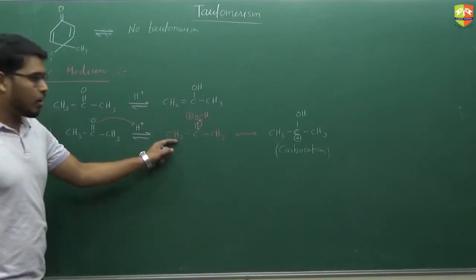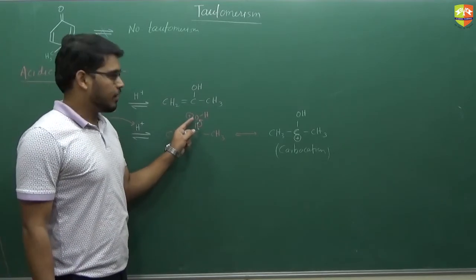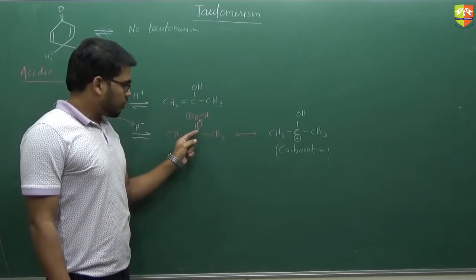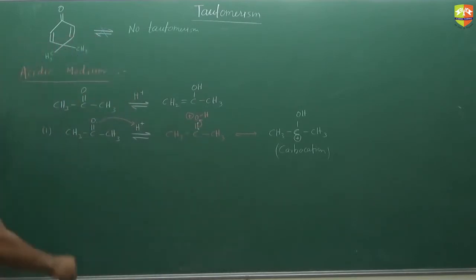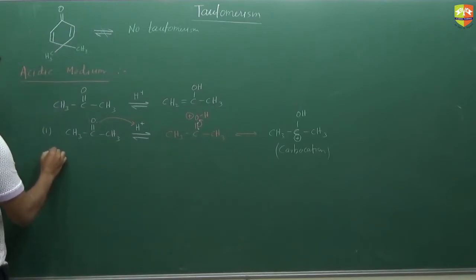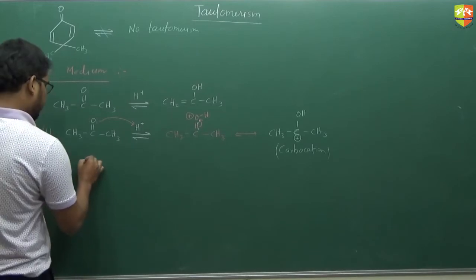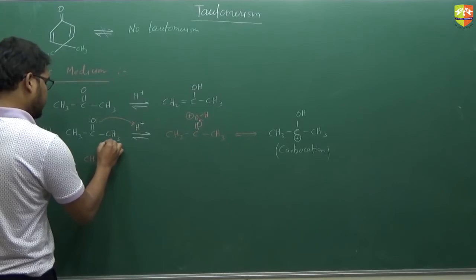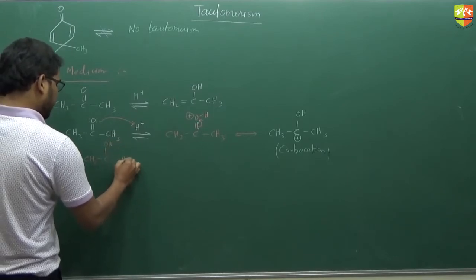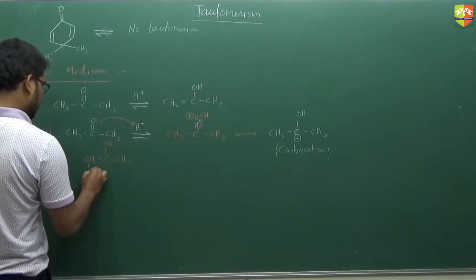This one, oxygen has positive charge, it is highly unstable. So to stabilize this, this electron pair shifts over. Okay? Now in the next step, what happens, the molecule, we have CH2COH, CH3, and one hydrogen is here.